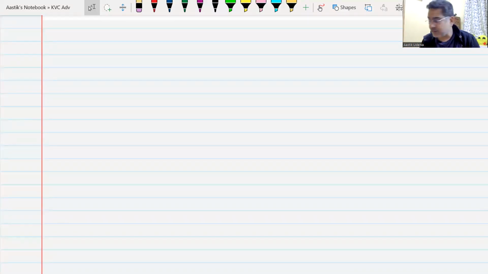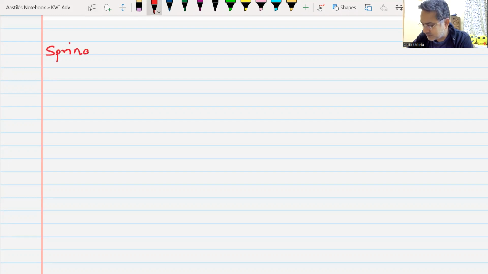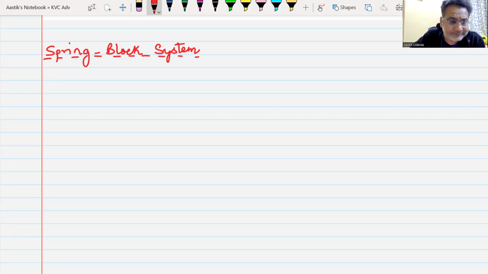Now, the simplest case of SHM would be a block which is attached to a spring. Yes or no? That is the simplest case of a SHM. So that is the heading that we are going to write. Spring block system. That is the simplest form of SHM. That is the spring block system. Everyone knows this, yes or no? Yes, sir.